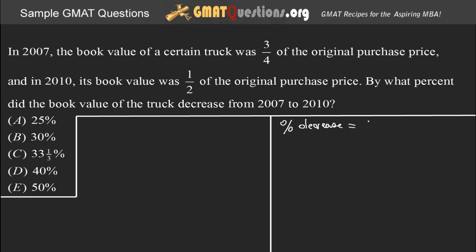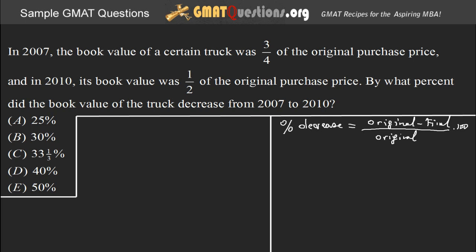So we're going to write original minus final over original. Now again, times 100. You still have to have the 100 there.